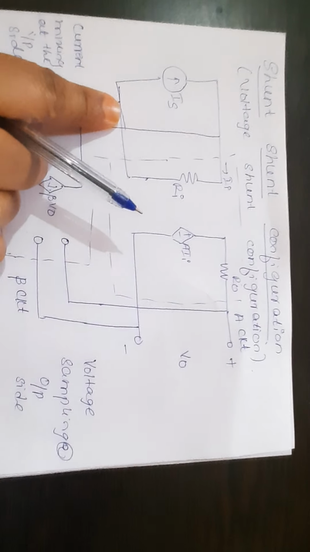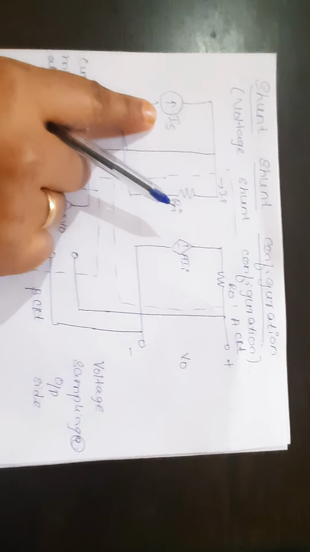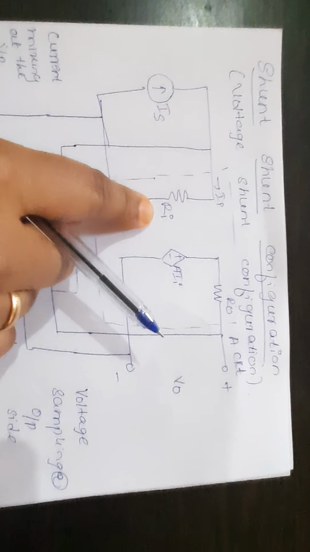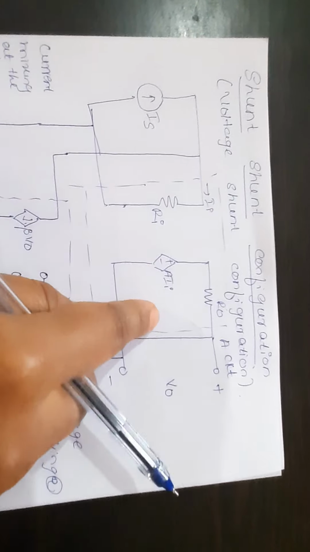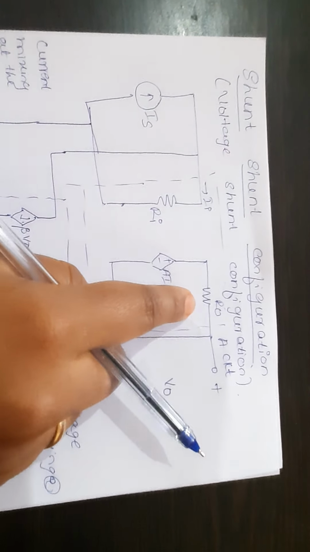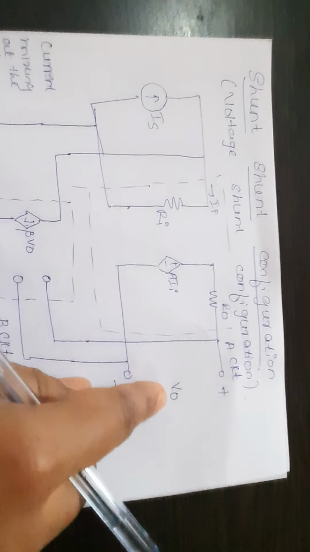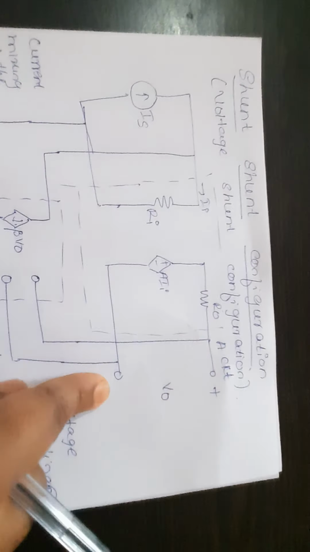Here, this shunt configuration consists, at the input side, of the current source Is, input resistance Ri, and from here we have the current as Ii. At the output side we will have the output resistance R0 and Aii, and the output voltage is measured at this point. The output voltage is V0. This is positive with respect to this point.